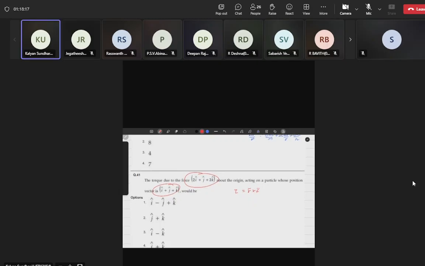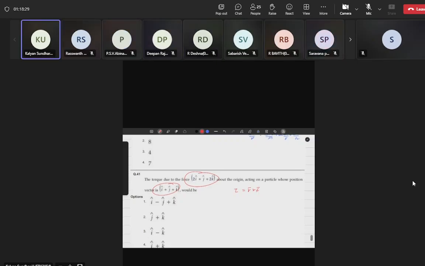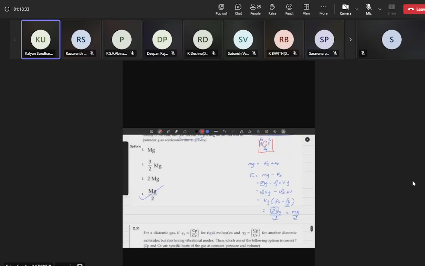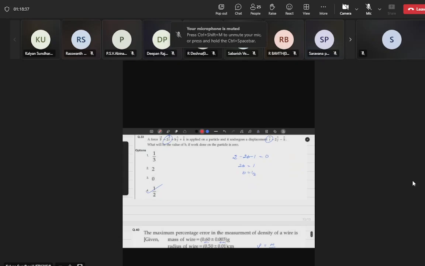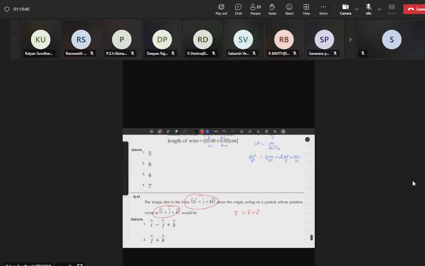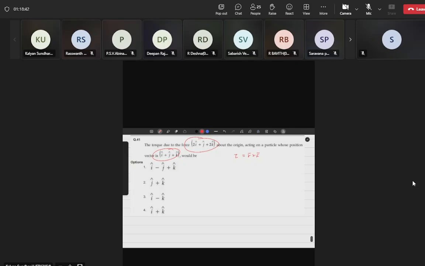Before this, that work done question came. If you ask whether these two have any physics in them, no. The only thing is that you have to know about the vectors. What do you mean by the cross product? What do you mean by the dot product? Same, it is vectors only in this one. This is the same kind of question. This is the 41st question and that was the 33rd question. Same paper. I minus K.